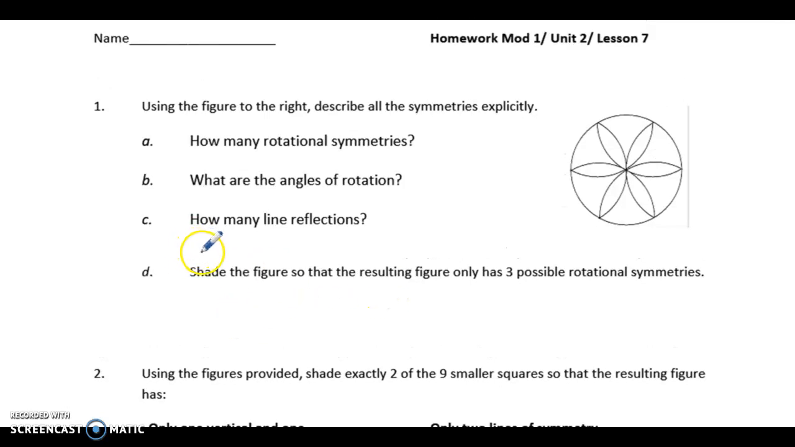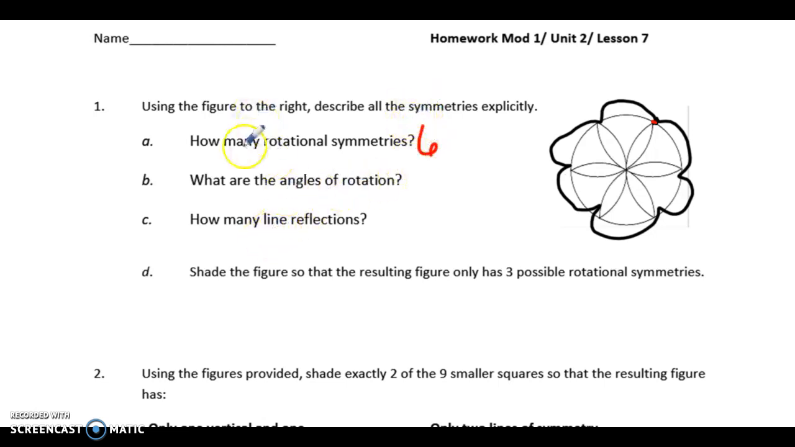Hi, we're looking at Unit 2, Lesson 7, and question number 1. I'm going to let you do some of this on your own, but the first part says how many rotational symmetries do we see in this figure to the right. So if I start with a single point, this point here, and picture rotating it so that the flower shape, this is the flower of life, falls on top of itself, how many times would that happen? It would be 1, 2, 3, 4, 5, 6. So I would say there are 6 rotational symmetries.